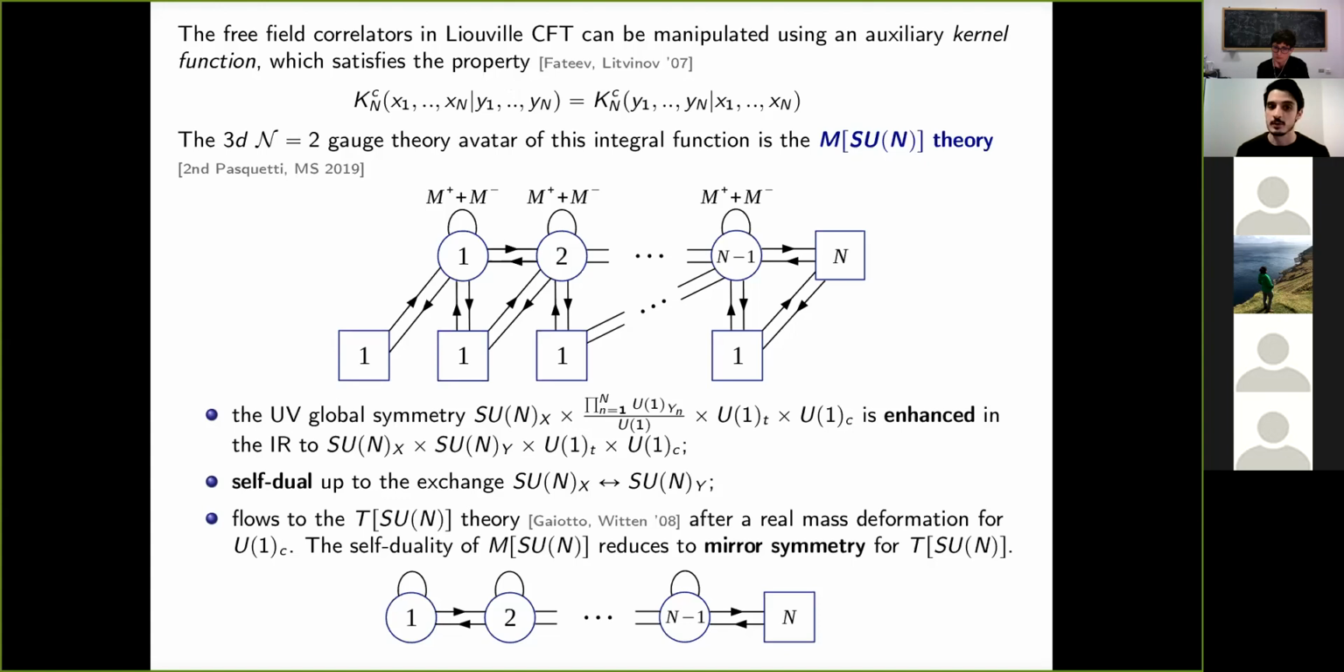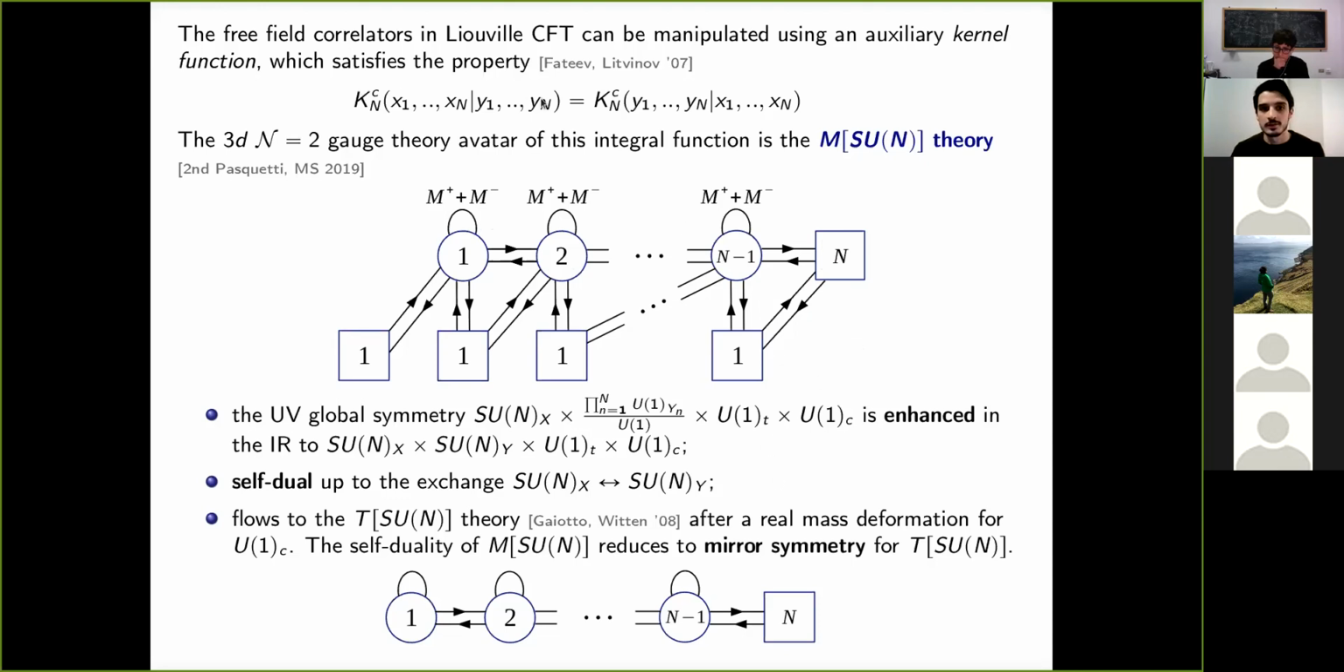So our strategy is to look at the complex integral definition of this kernel function and try to read out of it a 3D N=2 gauge theory. The gauge theory that we found is what we call the MSU(N) theory, and this is what it looks like. In this quiver representation, I'm using a 3D N=2 language. All the lines represent chiral multiplets, and as usual in quiver notation, all the circle nodes are gauge groups, while square nodes are global symmetry groups. In my notation, the blue colors denote unitary groups. Moreover, I'm also highlighting the fact that the fundamental monopoles of each gauge node are turned on in the superpotential. And this is the reason for the M in the name of the theory.